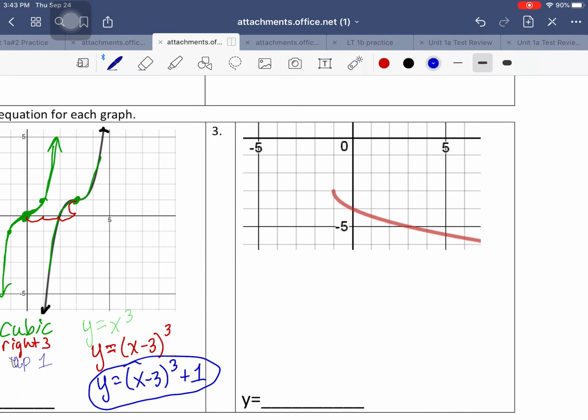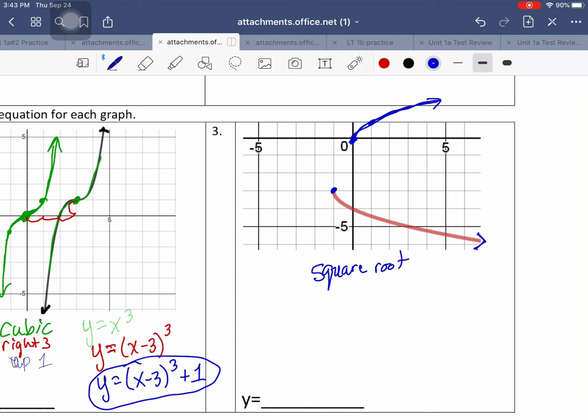Number 3, here we go. We got it. I should have an arrow over here. My bad. Because it does continue. This is the only parent function that has a starting point. This is a square root function. Square root function typically starts 0, 0, 1, 1. And that's the parent function.